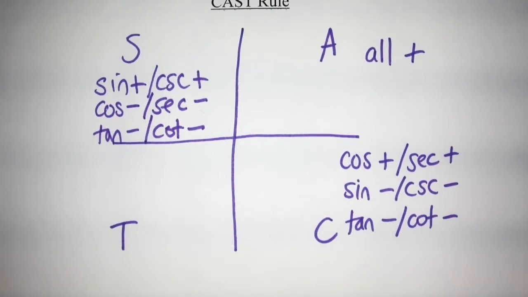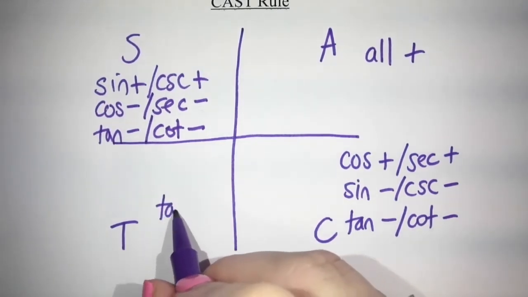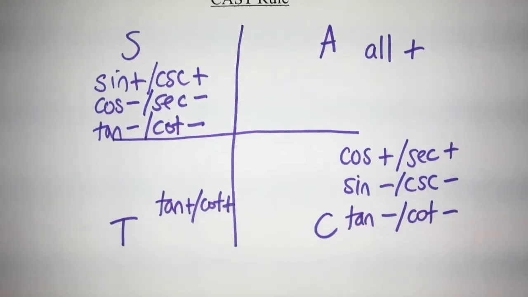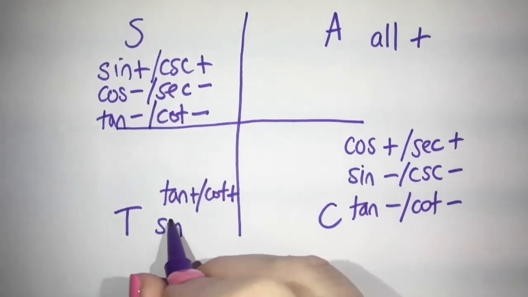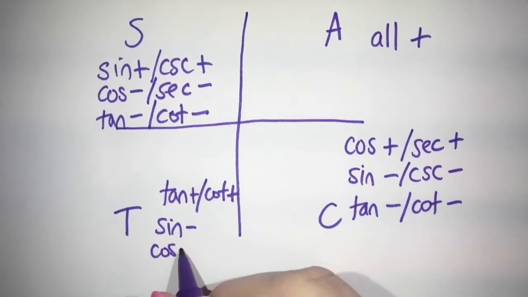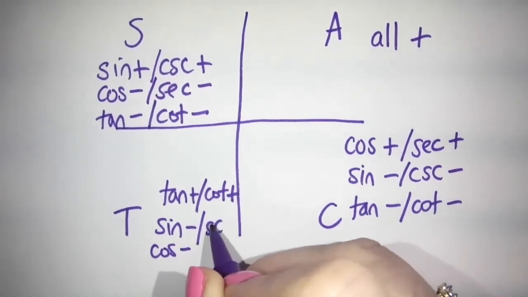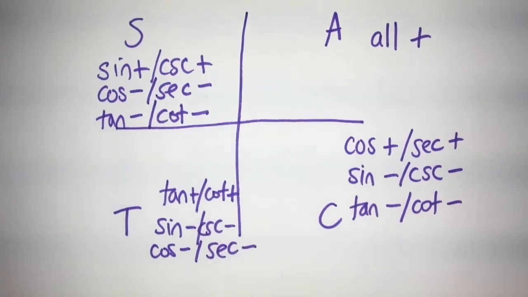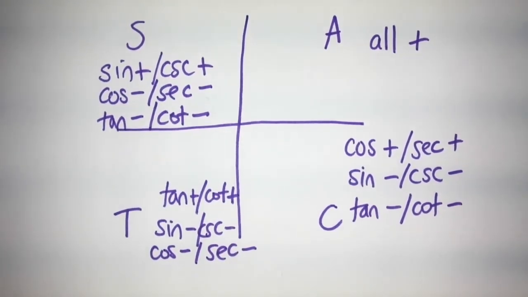And down in our T quadrant, we know that T stands for tan being positive. So tan is positive, cotan is positive as well. And sine and cos would both be negative in the T quadrant. And so, of course, cosecant would be negative and secant would be negative. So that's what the CAST rule tells us.